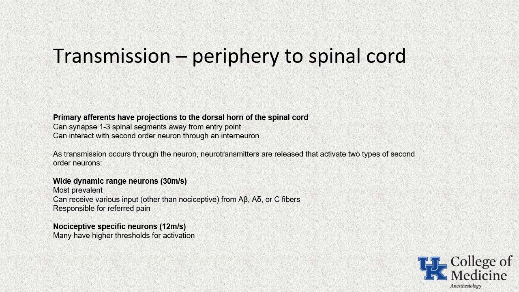So the process after transduction occurs is transmission, and transmission essentially means that the signal is being sent from the periphery to the spinal cord to the brain via the peripheral nerves, being the primary afferent neurons, and then secondary afferent neurons that are located in the spinal cord are of two types, wide dynamic range neurons and nociceptive specific neurons.